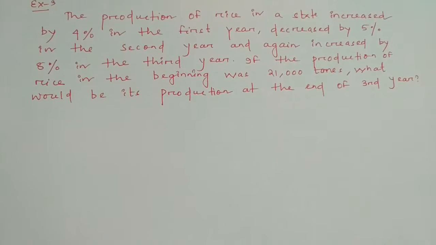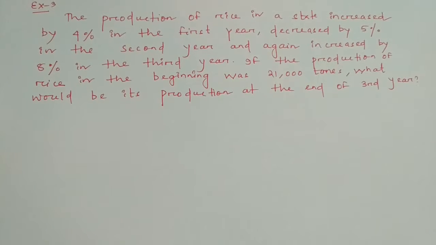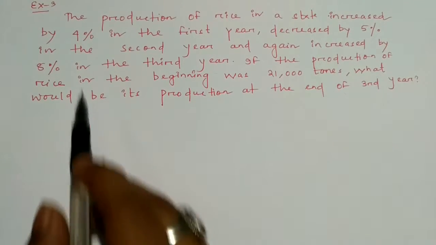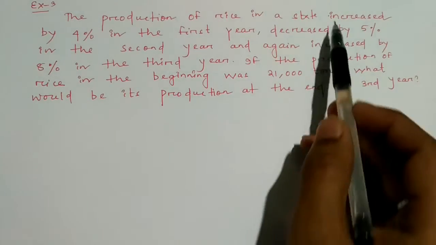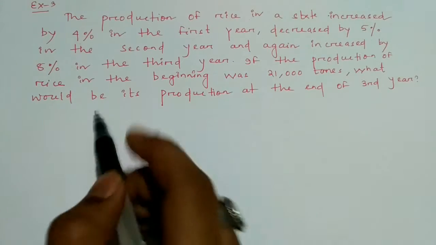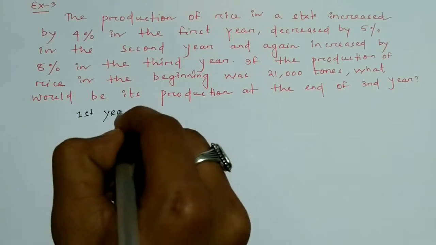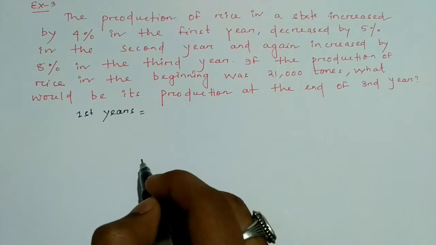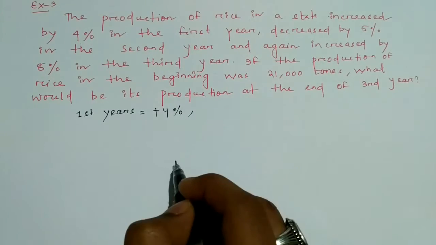So friends, here is your example number 3. I think this is quite important from your exam point of view, so see it very carefully and attentively. The production of rice in a state increased by 4% in the first year, that means for the first year it is increased by 4%. That means we can write plus 4%.